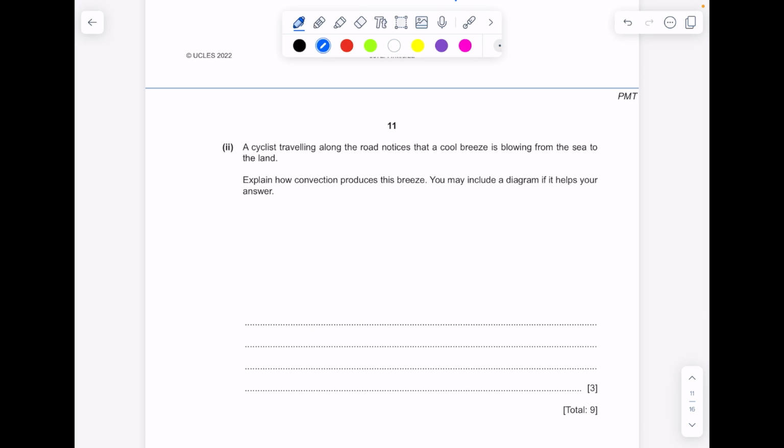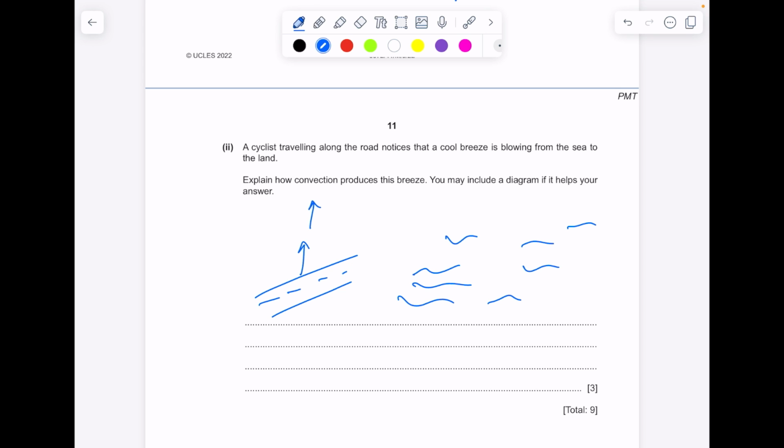A cyclist travelling along the road notices that a cool breeze is blowing from the sea to the land. Explain how convection produces this breeze. You may include a diagram if it helps your answer. So let's start with the road. Here's your road. There's the sea. Gosh, I'm feeling so artistic. Now, that road is hot, so we know that the air expands. The particles move further apart and become less dense. That hot air rises, and as it cools down and becomes more dense, it sinks, setting up a convection current.